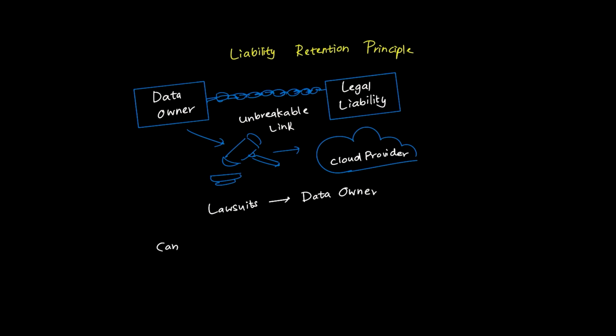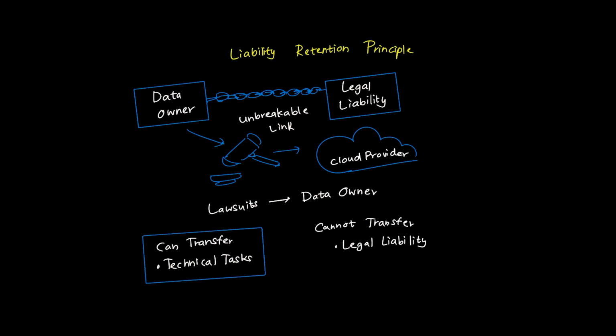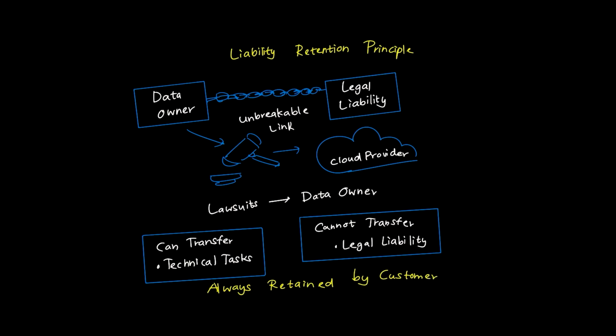Think of it like hiring a moving company. If they damage your furniture, you might have a claim against them, but you're still the one who has to deal with the consequences, and you're still the owner responsible for the items. In cloud computing, this means that while providers implement security controls and may have contractual obligations, the fundamental legal liability for data breaches, regulatory violations, and customer harm always stays with the organization that owns the data. Shared responsibility defines task division, but liability retention ensures accountability never transfers.